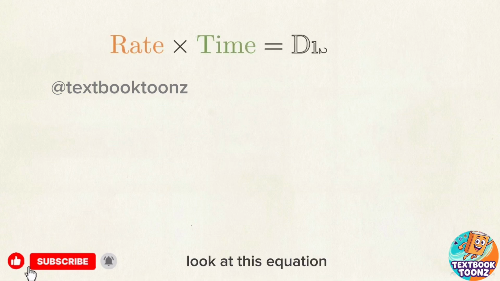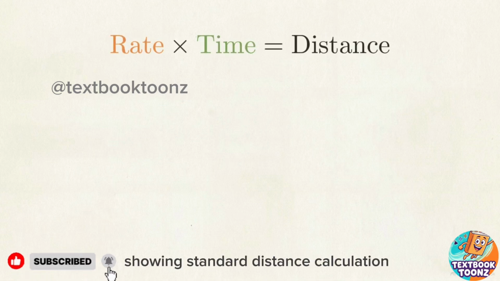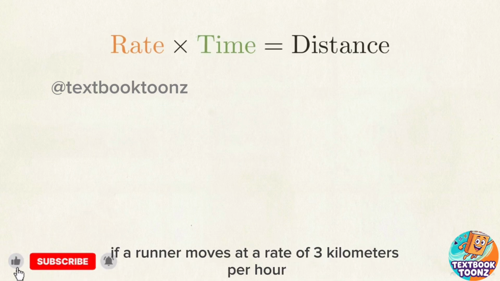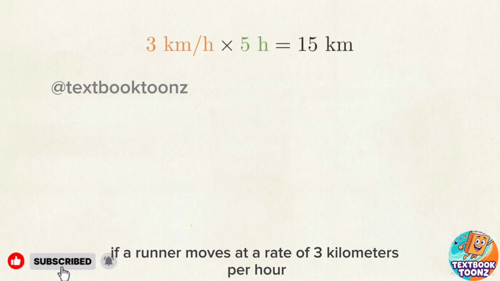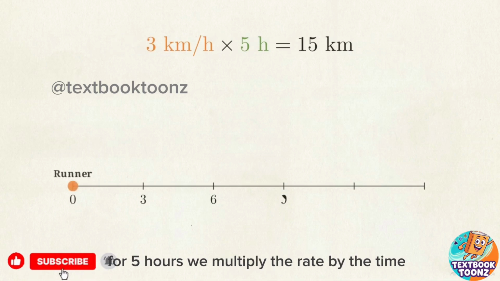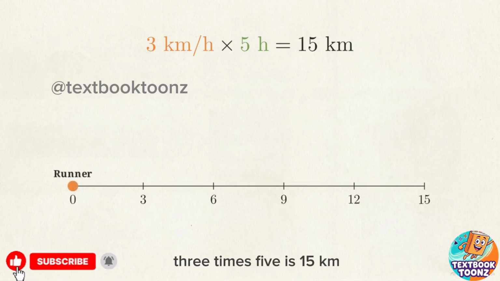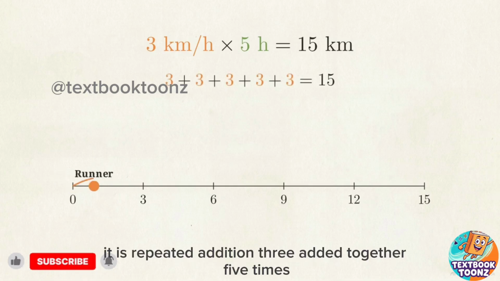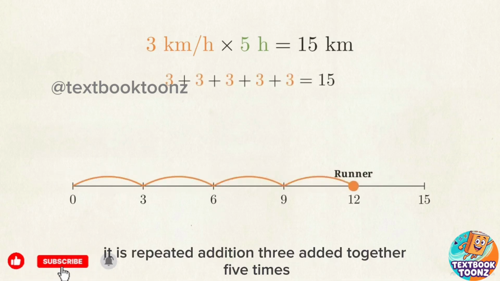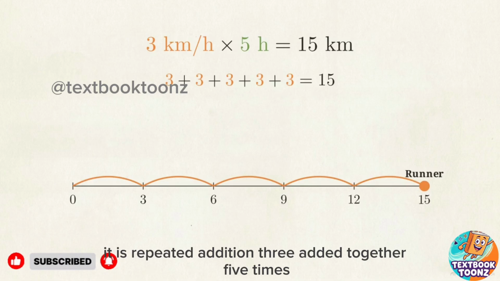Look at this equation showing standard distance calculation. If a runner moves at a rate of 3 kilometers per hour for 5 hours, we multiply the rate by the time. 3 times 5 is 15 kilometers. It is repeated addition, 3 added together 5 times.